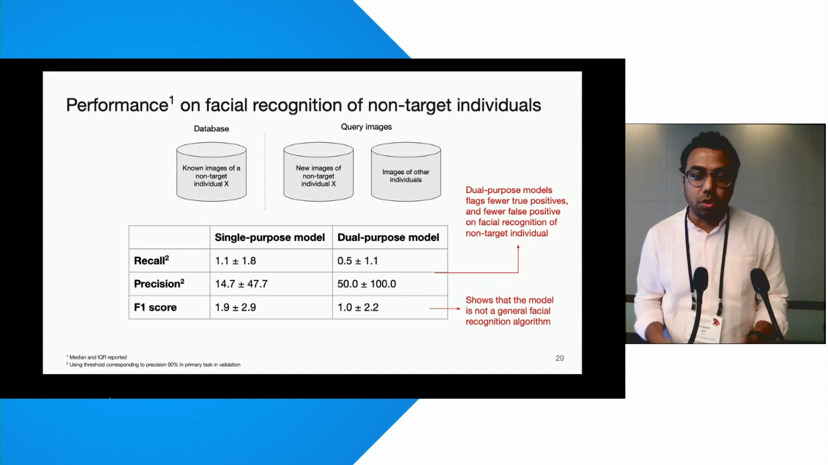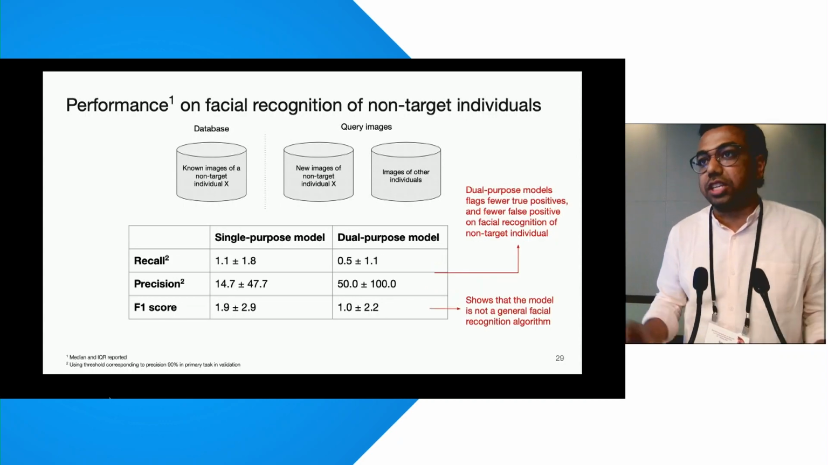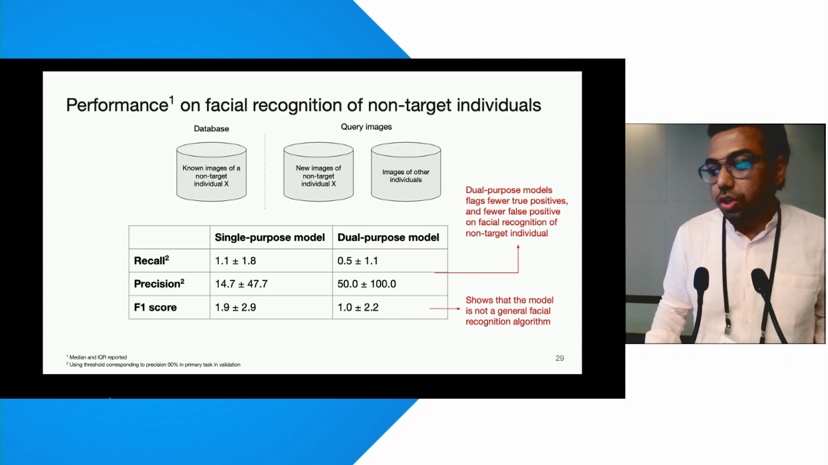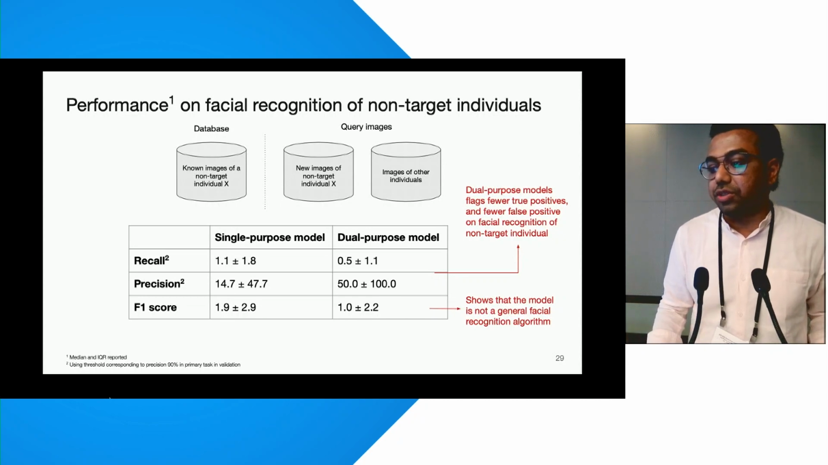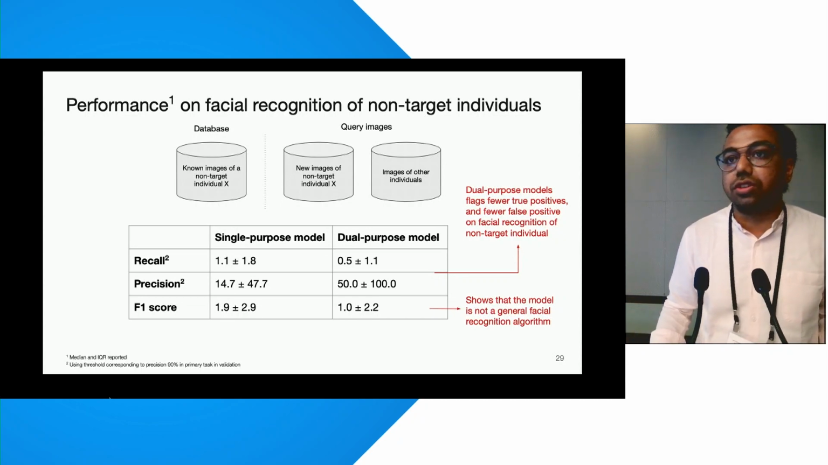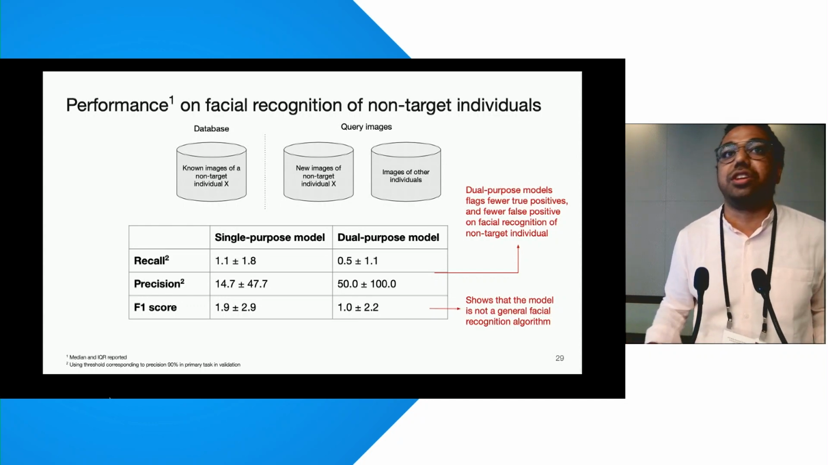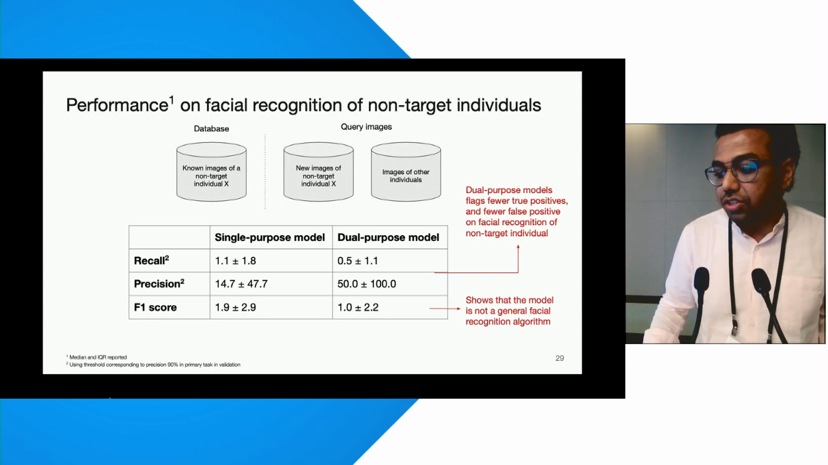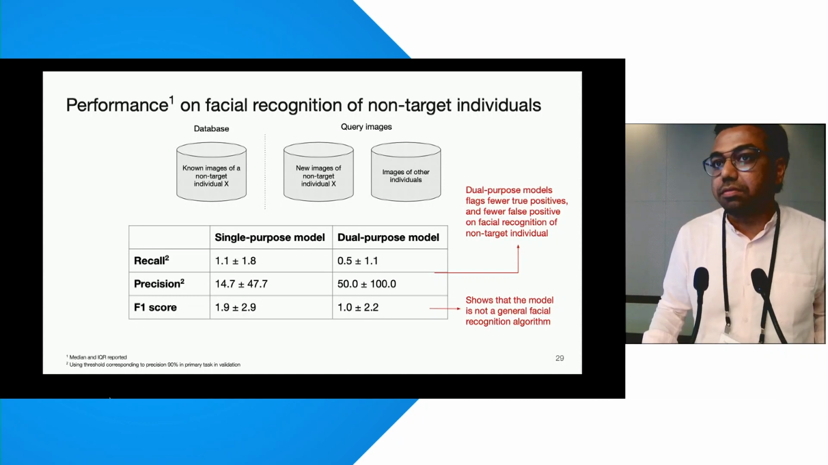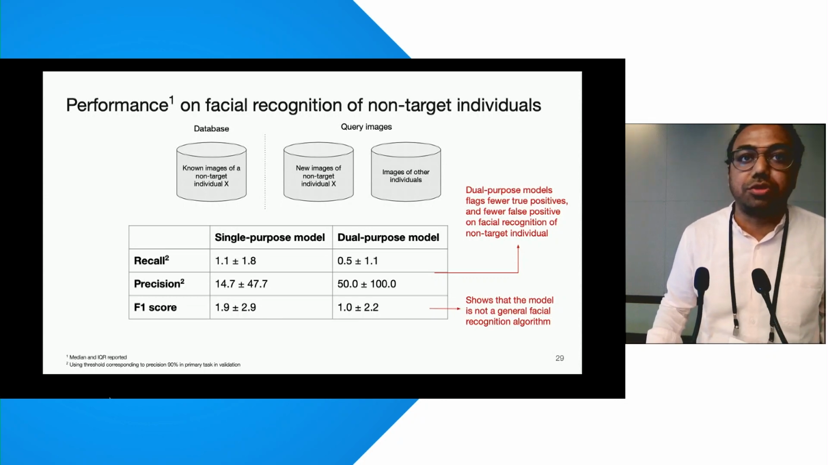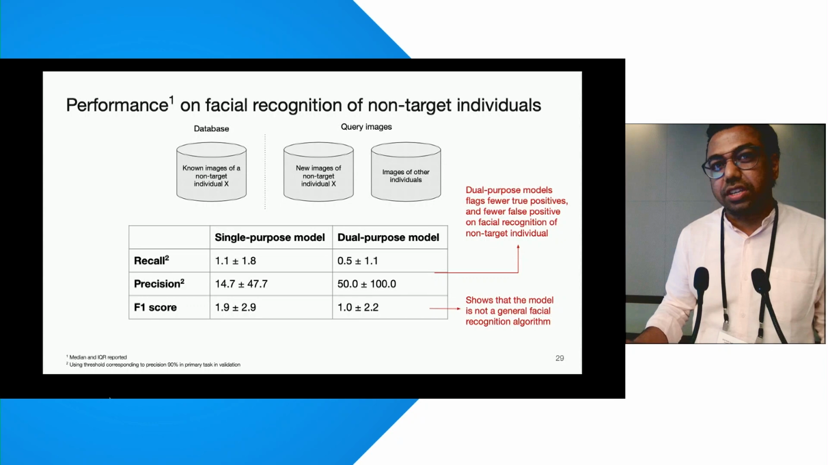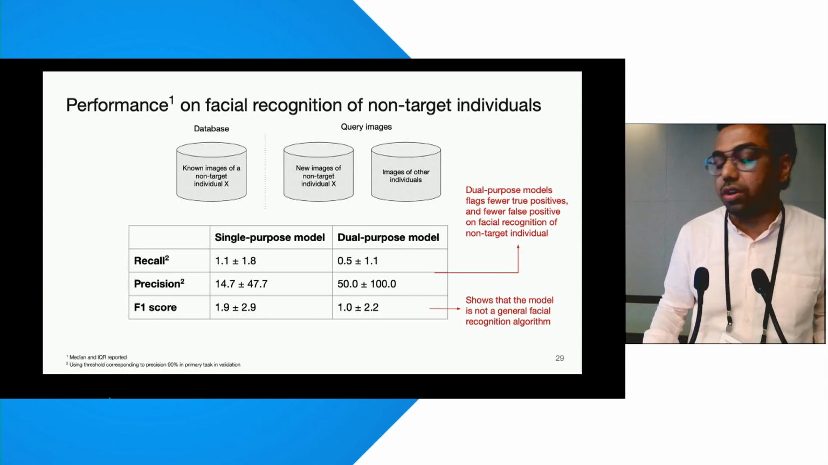Similarly, someone can ask that, oh, you are matching against the known images of the target individual, that's why it's matching, but maybe it could be a general face recognition algorithm. So we take known images of a non-target individual X, and we take new images of this non-target individual X and see, does our model have a general face recognition capability? And what we see is that it doesn't. The recall and F-score for the single-purpose and dual-purpose models are similar, which shows both of them are terrible when it comes to doing general face recognition. But the precision for the dual-purpose model is high. It is because it flags fewer true positives, but also flags fewer false positives on non-target individuals.